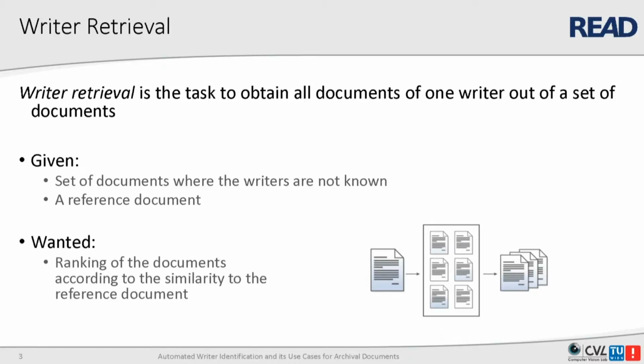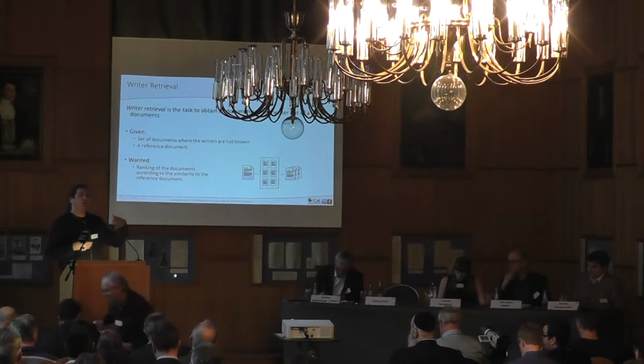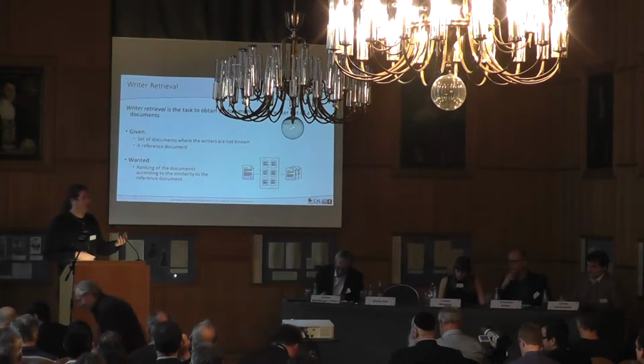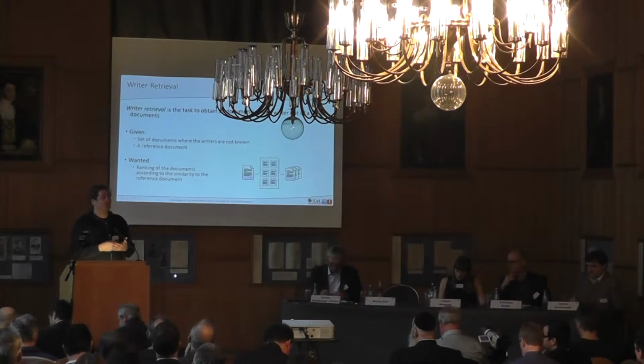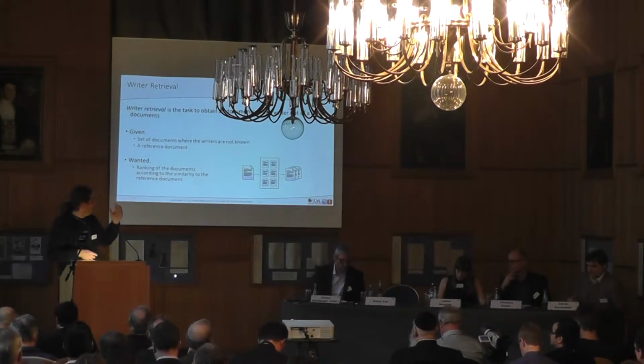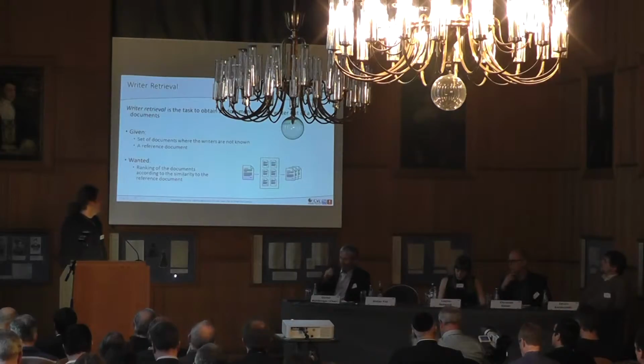So again, we have a set of documents, a database. The authors do not need to be known in advance, or do not need to be known at all. Then we have a query document, and the system makes a ranking of the documents in the dataset according to the similarity of the handwriting. And then the system returns a ranking of the documents which are probably written by the same author as the reference document.